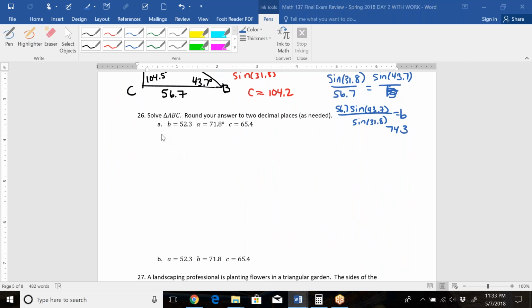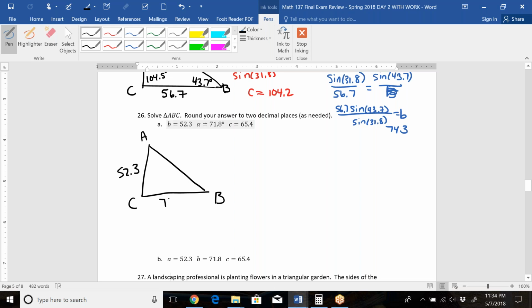So, okay, for this one, I'm going to draw my picture. Looks like I know all three sides of the triangle this time. So we're going to have to use Law of Cosines. So little b is 52.3. Little a is 70. Oh, no, sorry, we know alpha. It's hard to read on this. So that's an angle. So 71.8. And little c is 65.4.